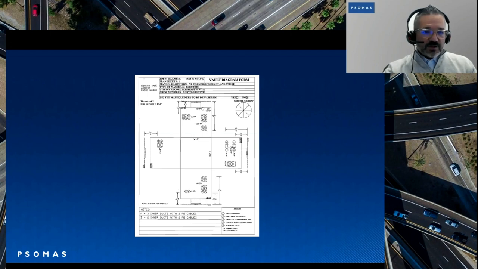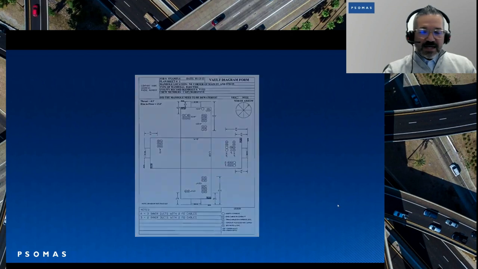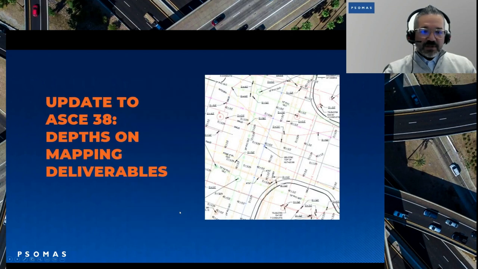Another update to ASCE 38 is depths on mapping deliverables. Making sure that we're identifying the depths of the utilities as the locators are identifying them in the field. Now, not all utilities we're able to obtain depths, but on the ones we are, and we give that information to the design professional, we should be putting those on the maps so that is conveyed as we go down into construction.